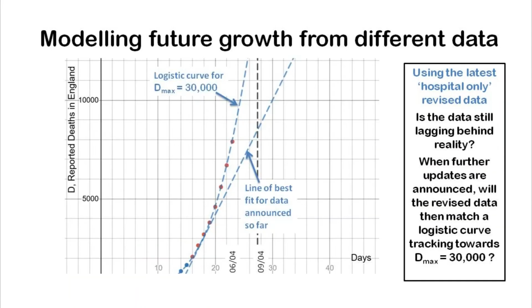Now, there are different interpretations possible. It could just be that we still haven't got the finally revised data, that the data totals are still lagging behind, and when we actually get the new data, it will be on that logistic curve, that steeper curve, tracking towards perhaps a final death total of 30,000, rather than the line of best fit that fits them at the moment. Time will tell.